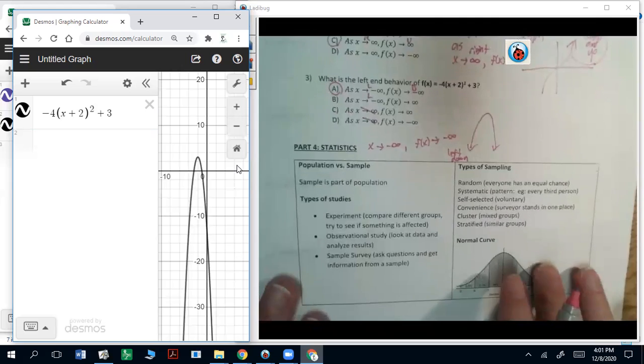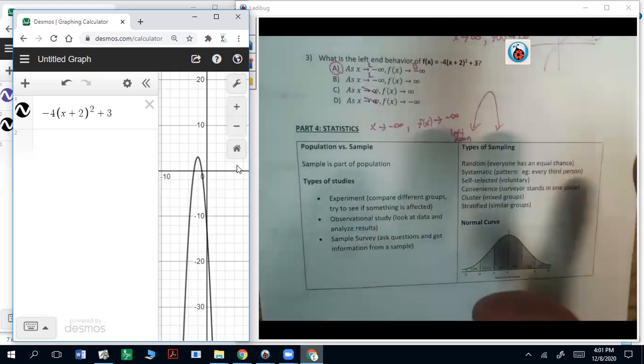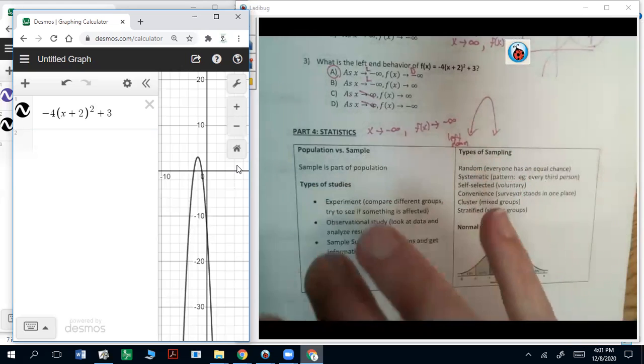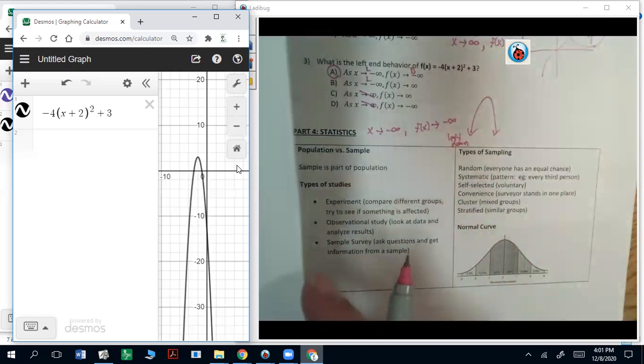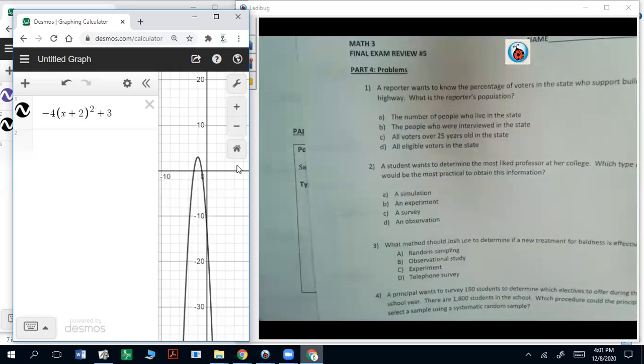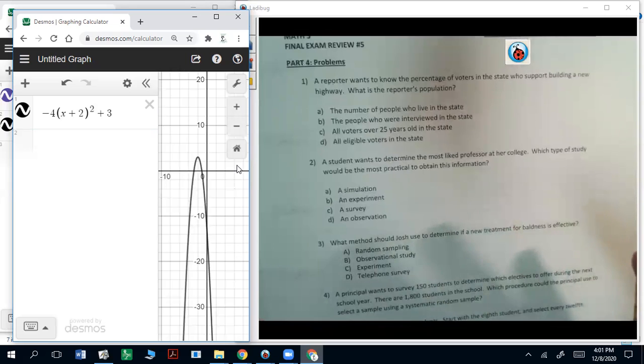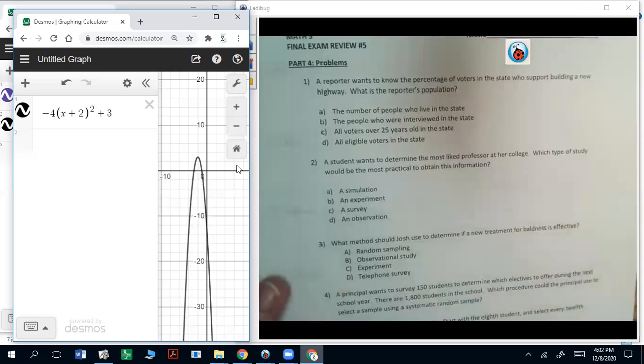All right, the last part's Unit 9, statistics. We actually don't need normal curve stuff, but it does talk about types of studies and stuff like that. So we're just going to get into that. And we'll do what we can, okay? Basically, we want to talk about sampling and population. Please take AP Stats next year, by the way.